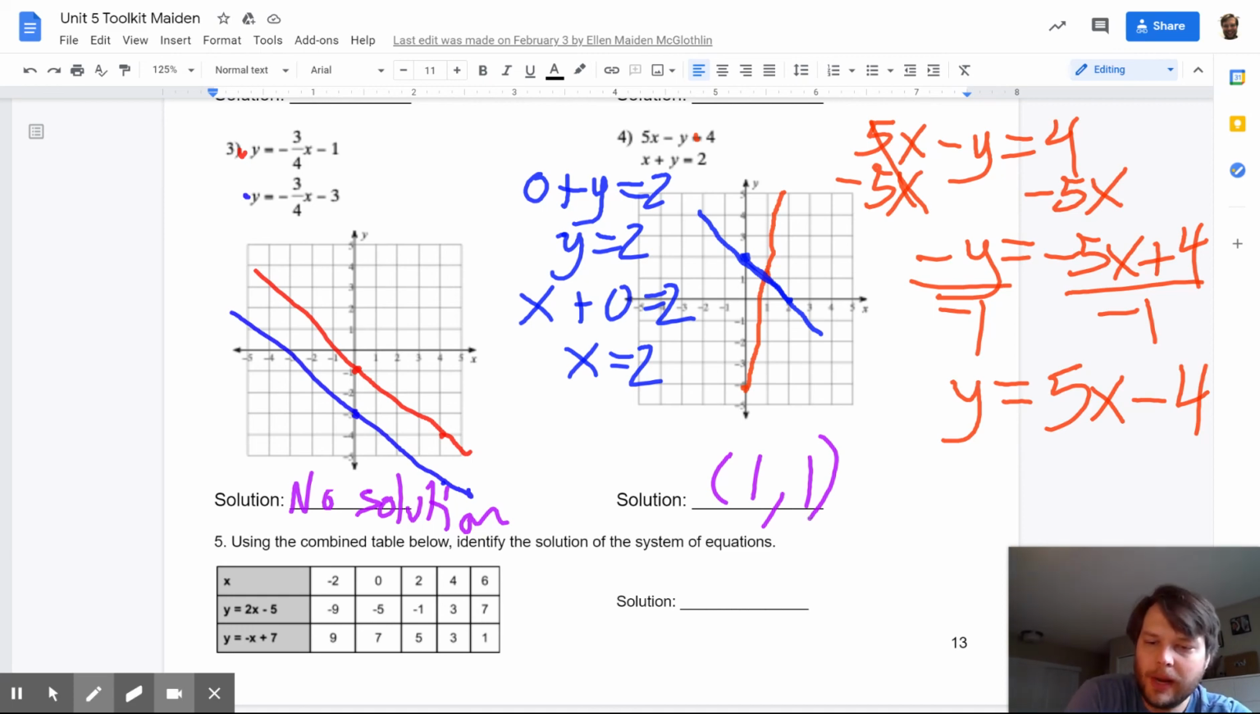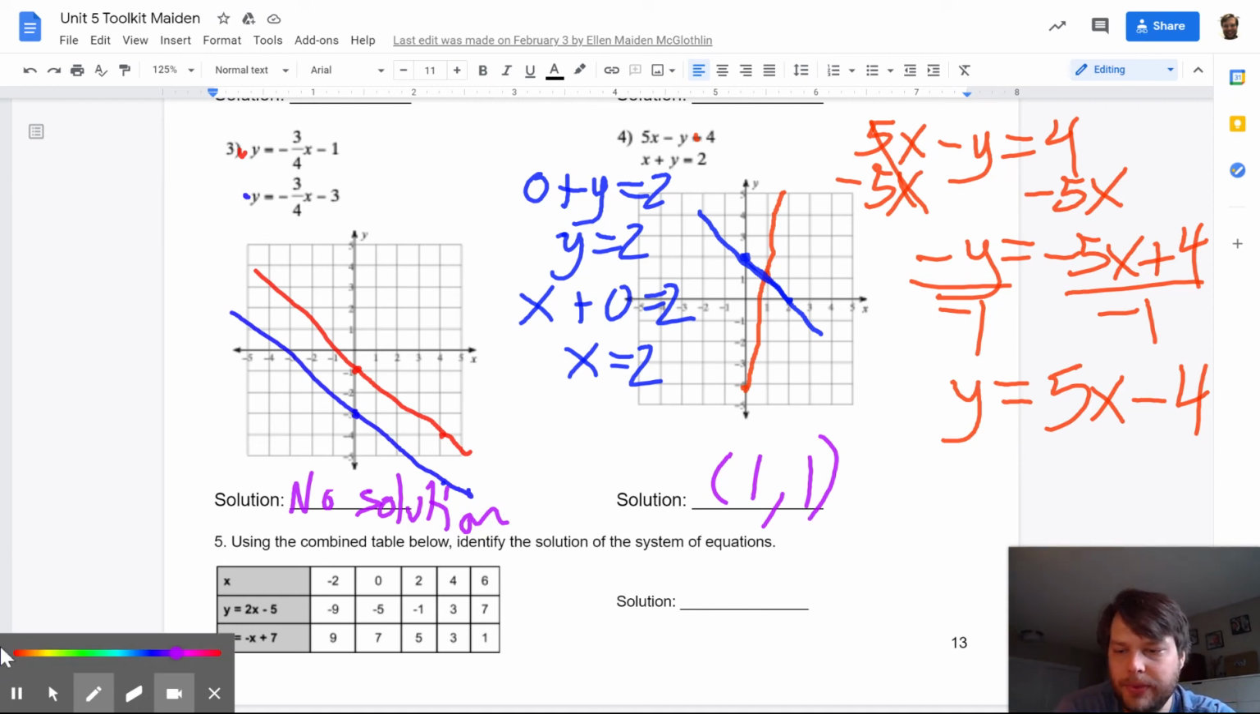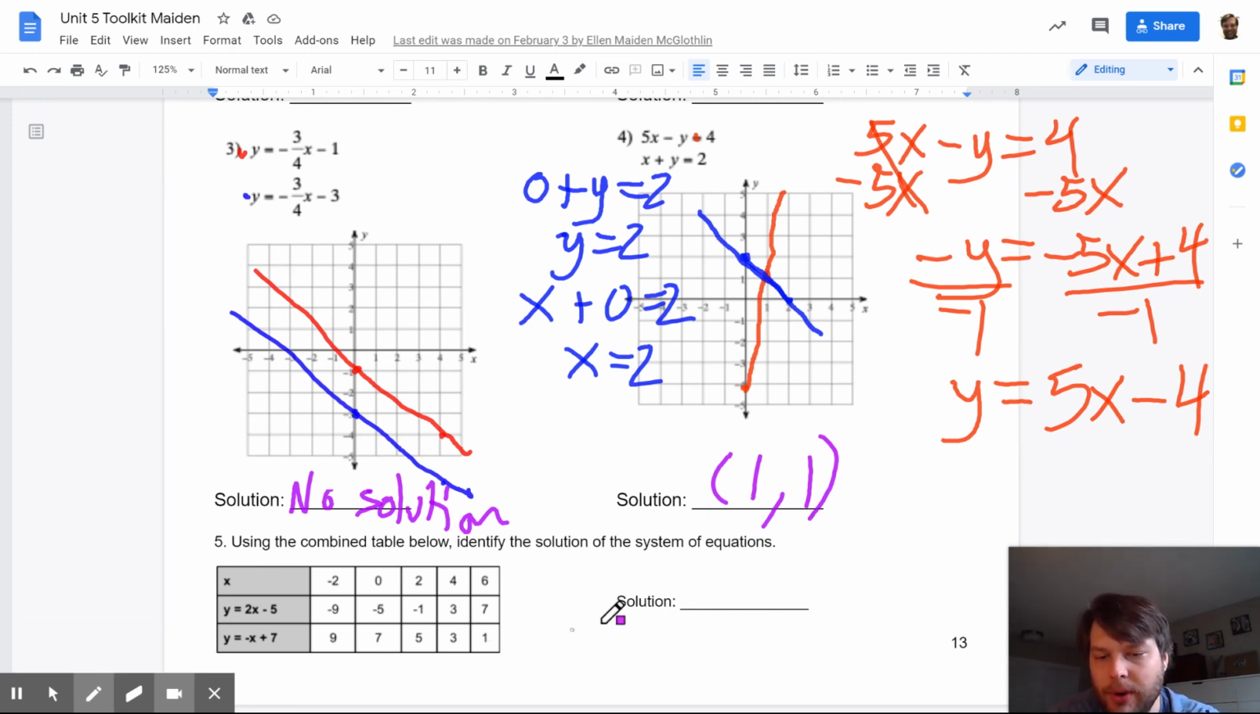Last one now, I'm looking for the solution to this table, and the solution means the place where they have the same values. So you're looking for where the numbers match up. Some people might be tempted by this first one here, where there's a -9 and a +9, but those are different numbers. So the solution is right here, where x equals 4 creates y equals 3 for both equations. 4, 3.